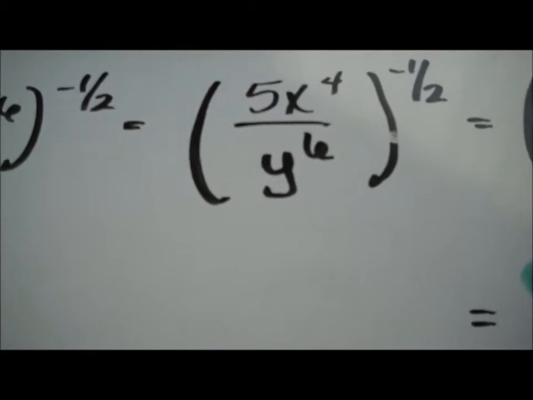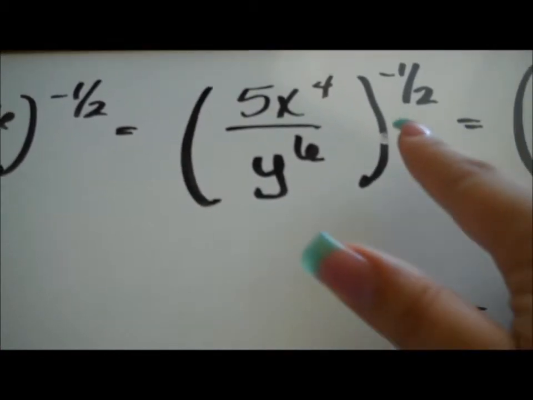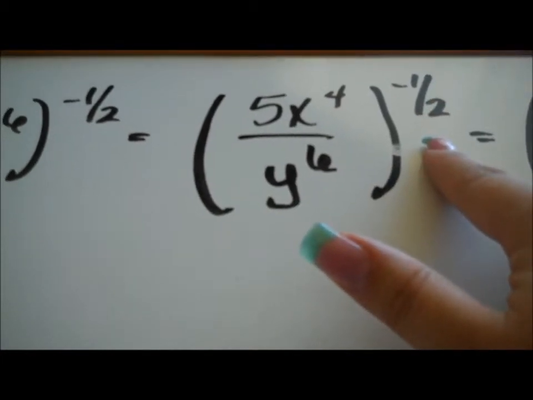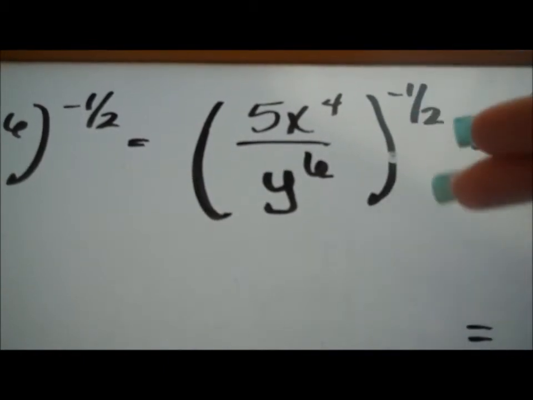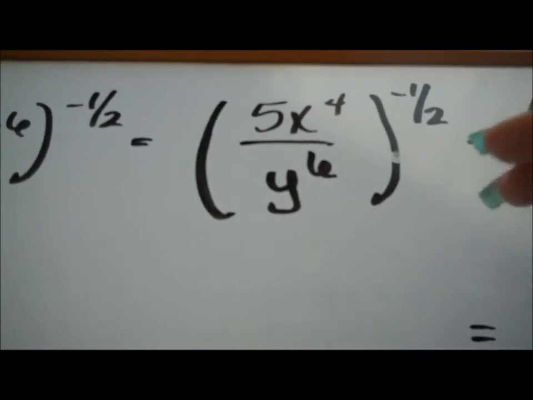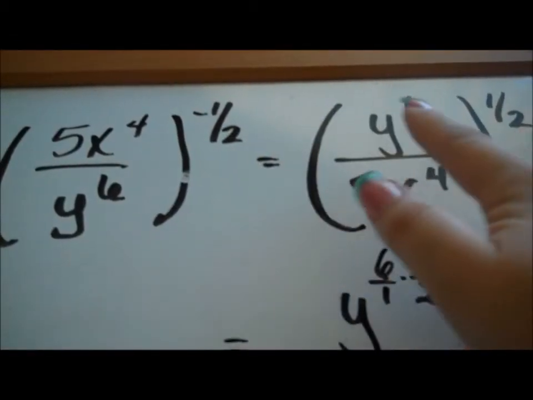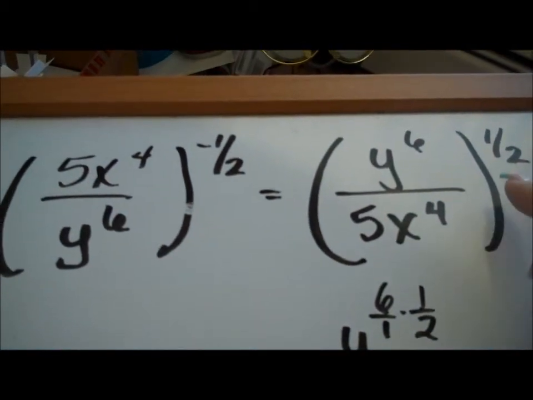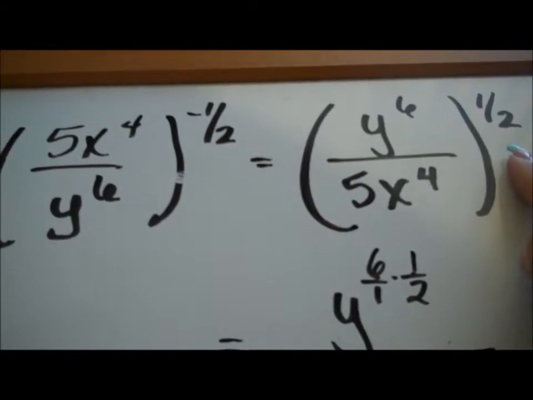So 5x to the 4th divided by y to the 6th raised all to the negative 1/2 power. Again, this negative 1/2 power here means to invert it. So again, I'm going to flip this entire fraction and get this. So again, my numerator becomes my denominator, and my denominator becomes my numerator, and my exponent gets changed to a positive 1/2 power.